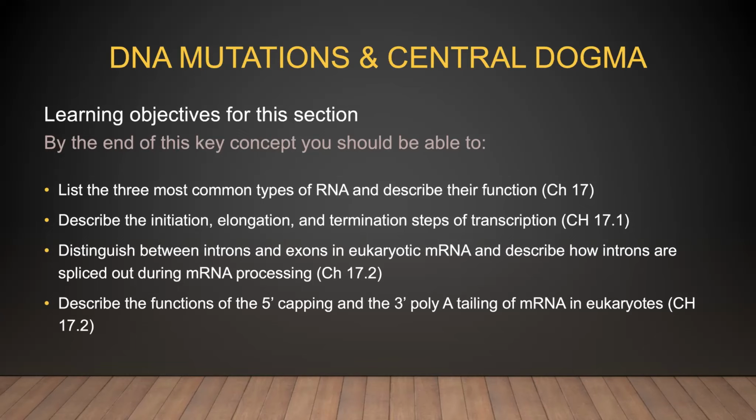So yes, the step is pretty simple. We go from DNA to RNA, but before the RNA can actually leave the nucleus, we do have to do some modifications. And one of them is removing these introns. And the other modification that we have to do is the addition of this 5' cap and this 3' poly A tail. So these are going to be found in section 17.2.